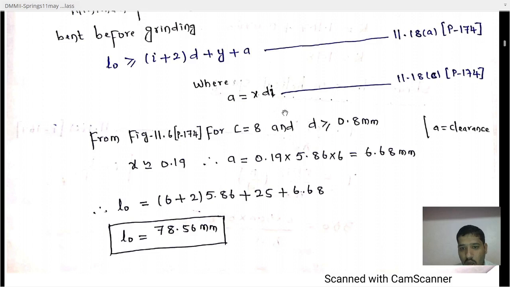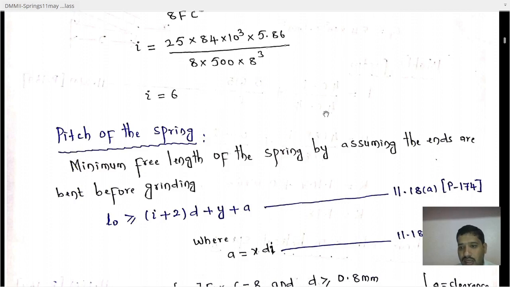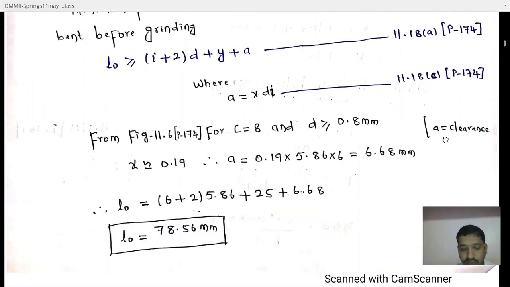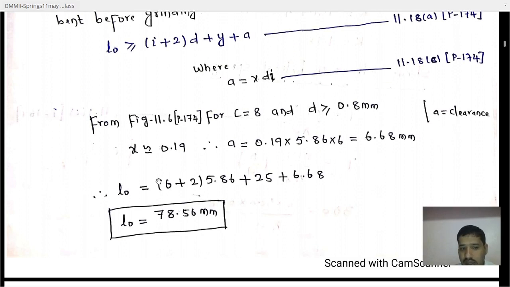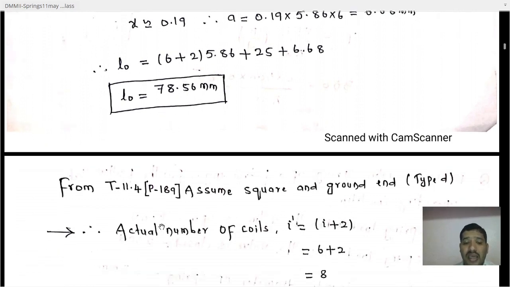This is D, how much? 5.86. The I value is different here; X into D into I we have already solved here. How much did we get here? I is 6. Is it right? Don't be confused. I, how much did we get? 6 plus 2. D, we know very well, is 5.86, plus Y the deflection, 25, plus A the clearance value, 6.68. If you add this whole value, then you will get 78.56 mm, because the diameter and length we are measuring in mm only.